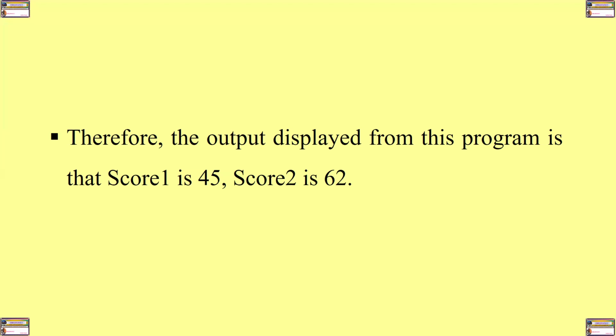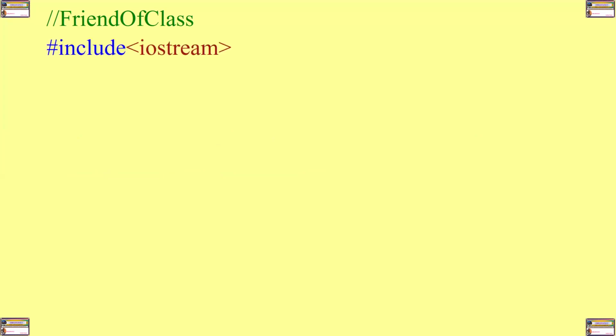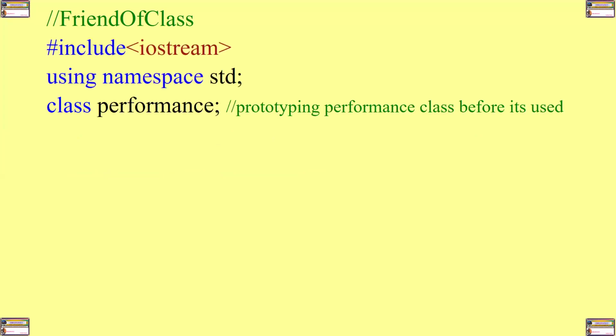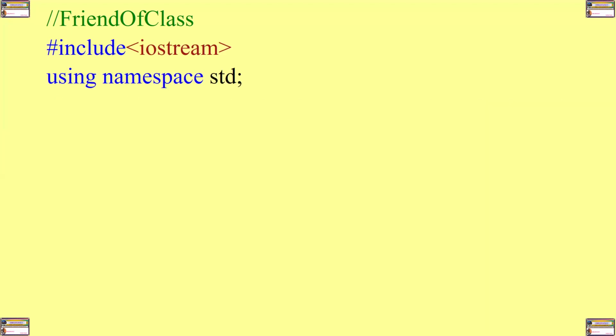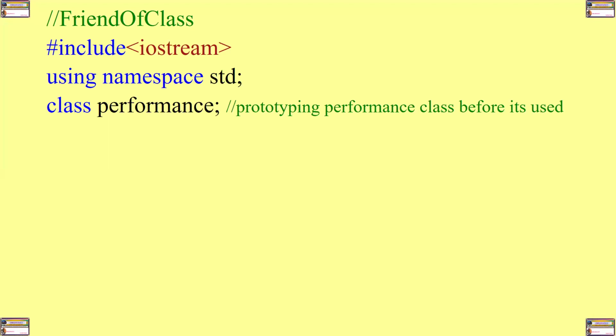So we have friend class and friend function. Part 27 talked about friend classes. Here, we are talking about friend function. So our program is by the name friend of class. Of course, we have a preprocessor directive there. We have the using namespace. Now, here, we have our class as usual for the performance.